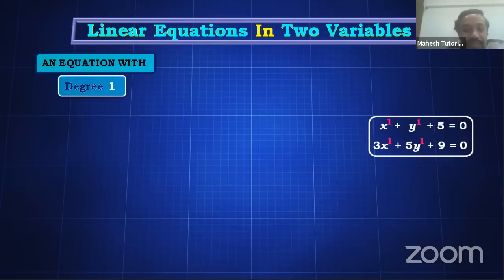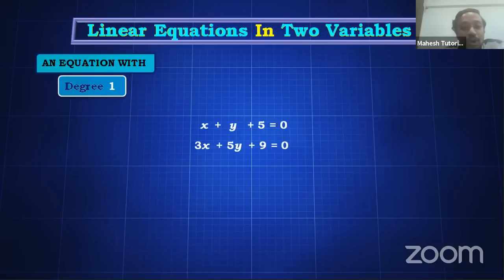3x plus 5y plus 9 is equal to 0. Now tell me how many variables or alphabets are there in this equation? 2. Which two? X and y. So it means even this equation is a linear equation in two variables. Exactly. So students, such kinds of equations are called linear equations in two variables.